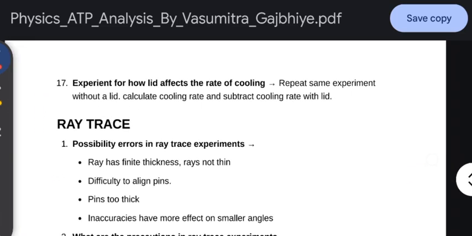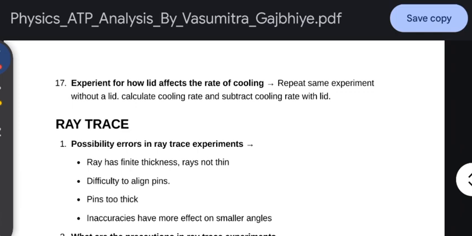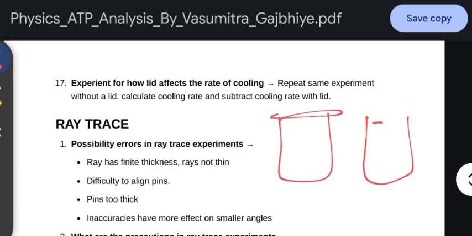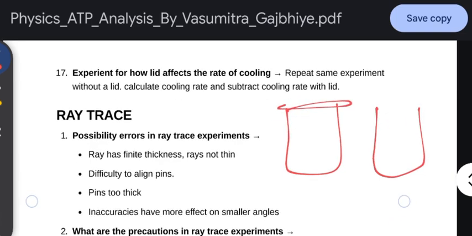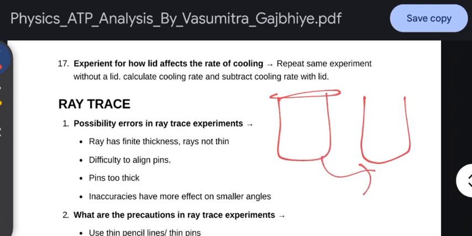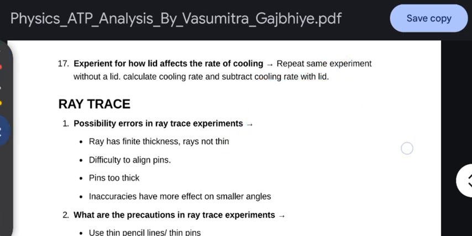Okay. Now next, the experiment of how a lid affects the rate of cooling. Repeat the same experiment without a lid first. If we are trying to check how a lid affects the rate of cooling, you first do an experiment with the lid and then you repeat the same without a lid, okay? And then you calculate the cooling rate for both of them, okay? And then you subtract the cooling rate with the lid. So you subtract the cooling rate. Now moving on to the next question.